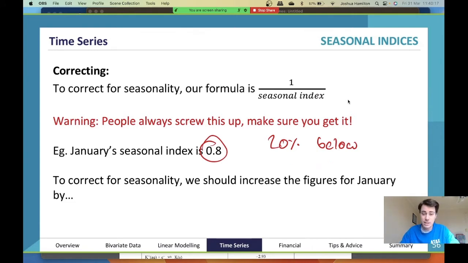How you actually correct for seasonality is you go 1 over your seasonal index, which was 0.8. If you put that in your calculator, so if I go 1 divided by 0.8, I get an answer of 1.25. What that means is I need 125% of what I have. I need to increase by 25%.